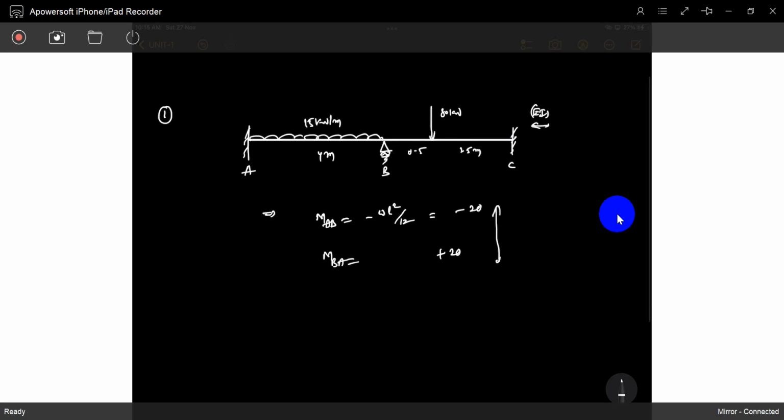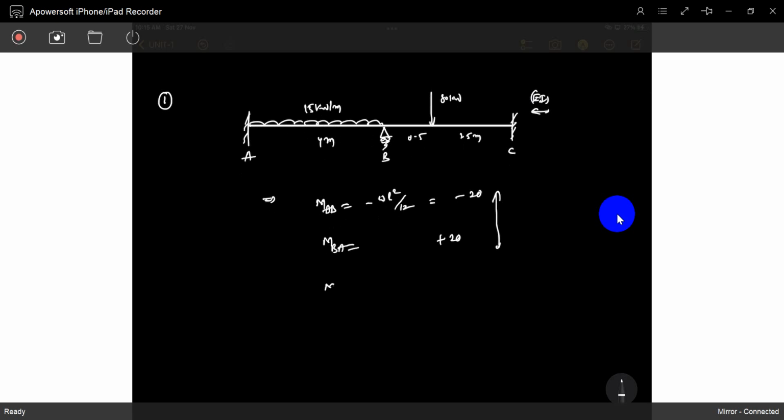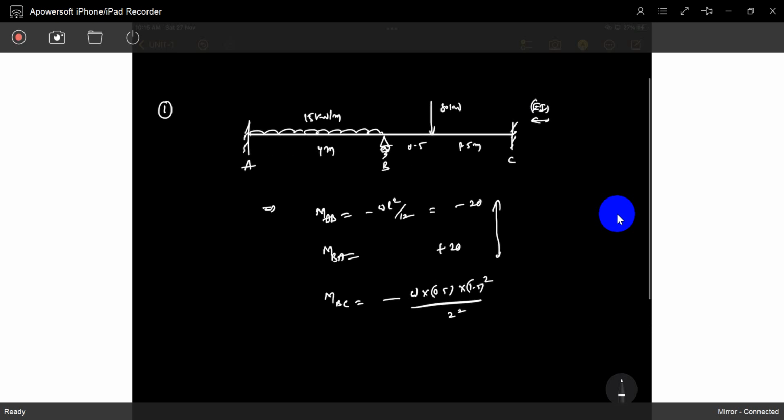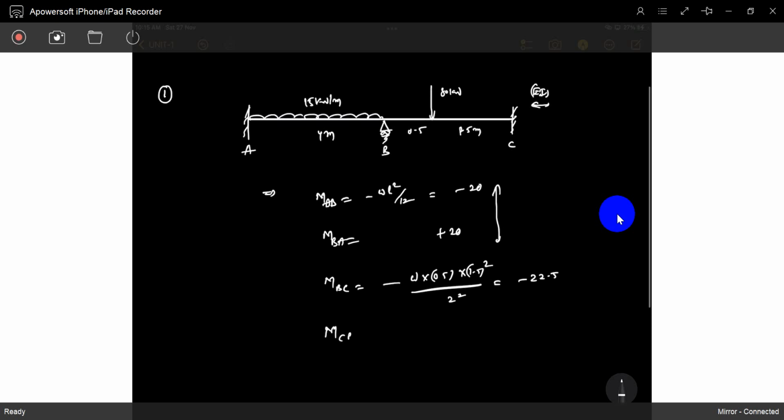Okay. No need to use the same formulas again and again, hundreds of times. No need at all. MBC: WAB square by 2, AB square by L square. So if we take it, minus of W, 0.5, 1.5 whole square by 2 square, this is 1.5. You will get minus 22.5. MCB is, you will get plus 7.5. That's it.